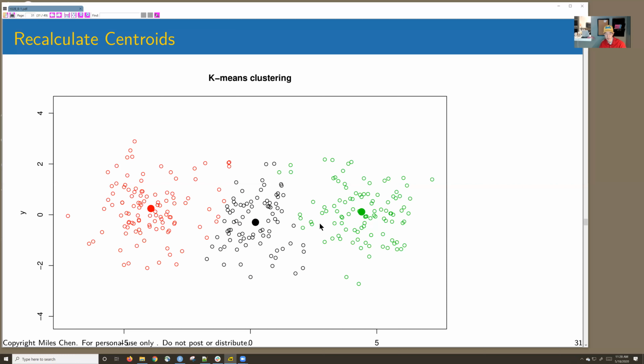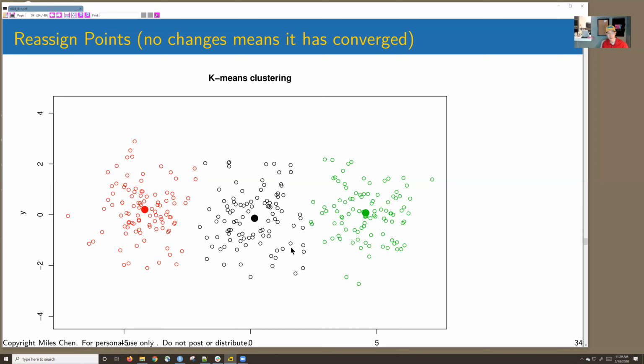Okay, I think these two will go to green, and I think these ones will go to black. This one I think will stay red, but let's see. Yep, that one stays red. These ones go to black. Oh, and actually, these ones stay green, and these ones were reassigned to black. And then we recalculate the centroids again. Now that we've done some reassignments, we go here, and then we do some reassignment. Okay, we reassign some points. And did anything change? Actually, these two changed.